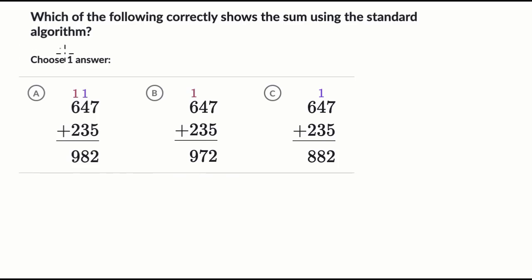We are asked, which of the following correctly shows the sum using the standard algorithm? So pause this video, have a go at that before we do this together.